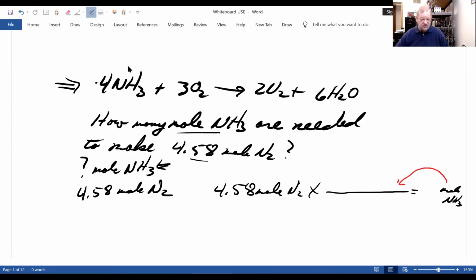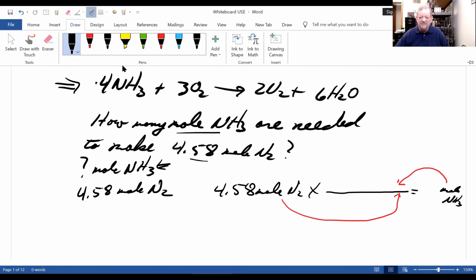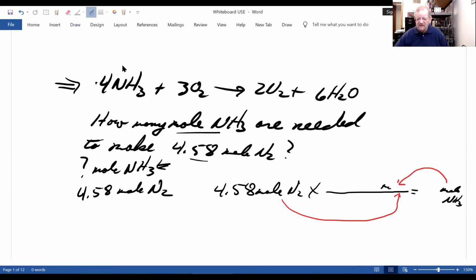And now it's time to use your good buddy, your good friend, unit analysis. Whatever we're trying to get to, the units go on top of that ratio. Whatever we're trying to get rid of, the units go underneath. And now I'll write those units in. And what I'm looking for is a relationship between moles of ammonia and moles of nitrogen. Where do I get those numbers? From the balanced chemical equation.